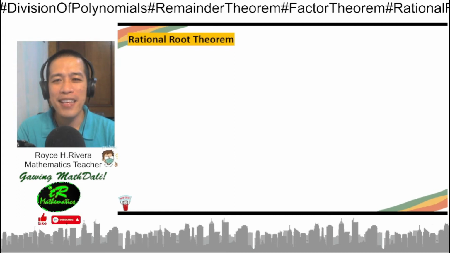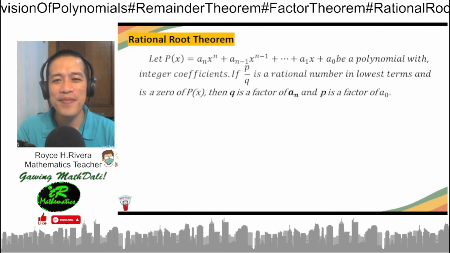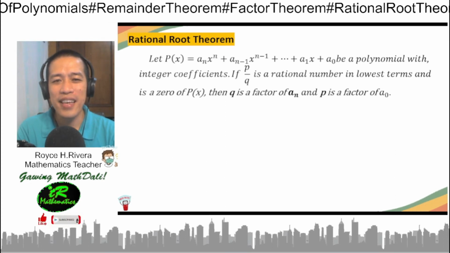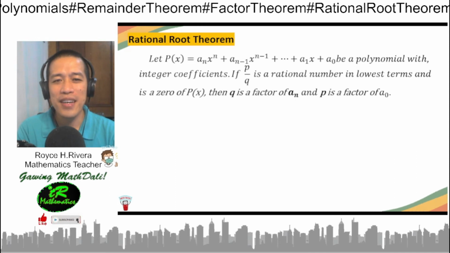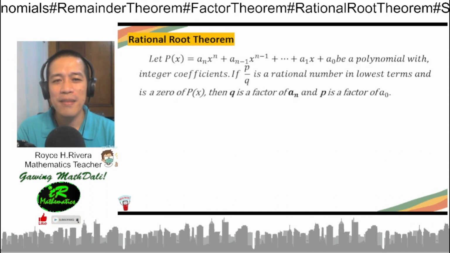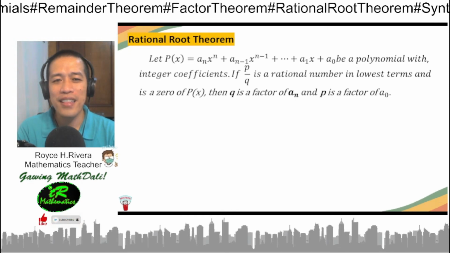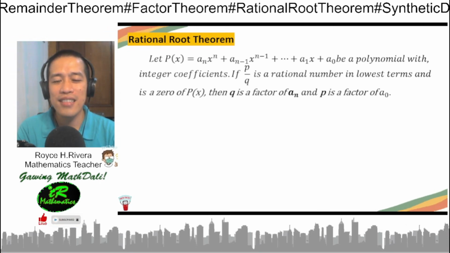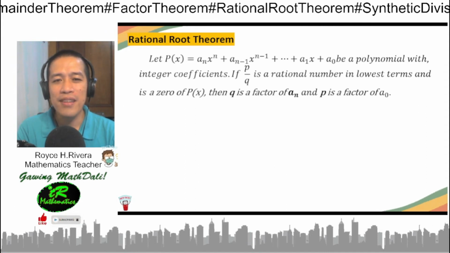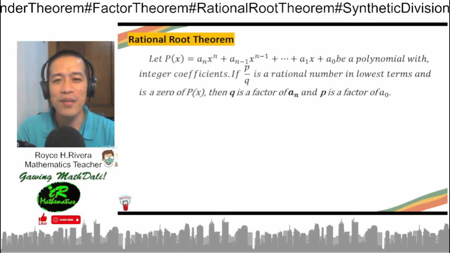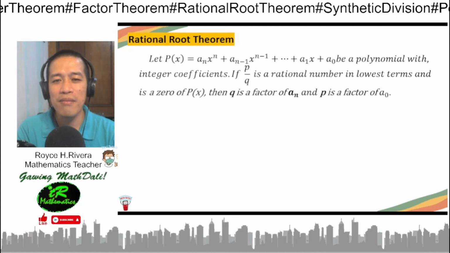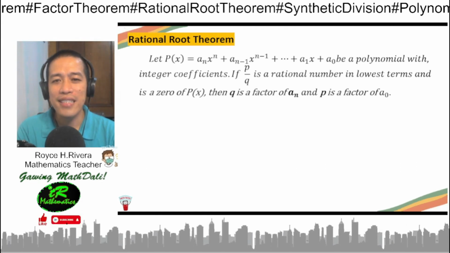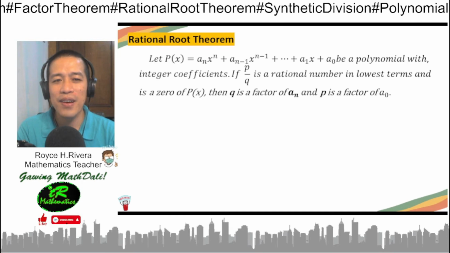Nasa pang-apat at panghuling theorem na tayo, the rational root theorem. Let p of x equals a sub n x raised to n plus a sub n minus 1 x raised to n minus 1 plus a sub 1 x plus a sub 0 be a polynomial with integer coefficients. If p over q is a rational number in lowest terms and is a 0 of the polynomial p of x, then q is a factor of a sub n and p is a factor of a sub 0.